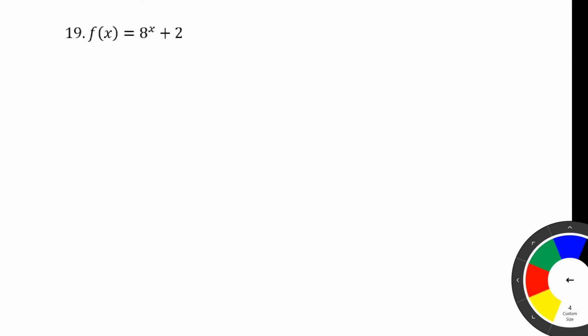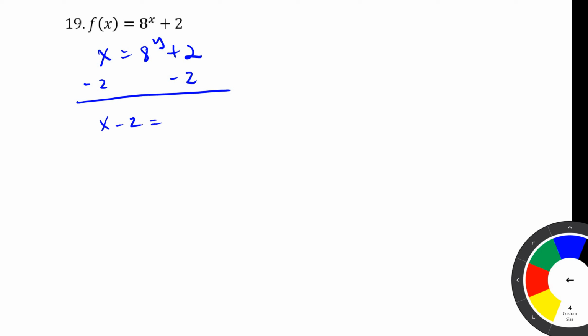Okay. The next set of questions give you exponential functions and ask you to find the inverse. So we know that if we see the x in the exponent, the inverse is going to be something that's a logarithm. So if we first start by switching the x and y values, I then can solve for the piece that has the y in it, so I would subtract by 2. So I have x minus 2 equals 8 to the y.